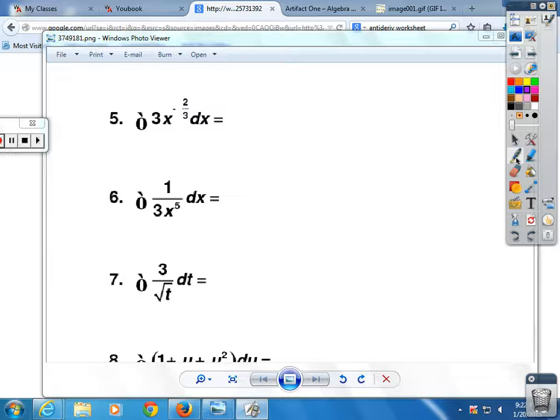Alright, Kyle. Antiderivative of 3x to the negative 2/3 dx. What?